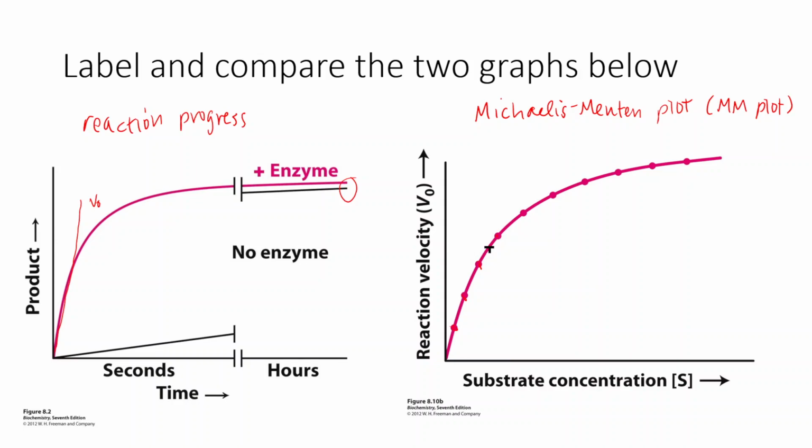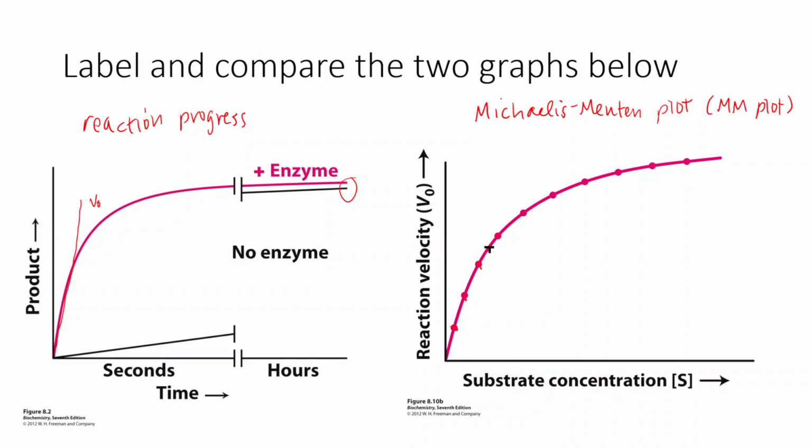So the initial reaction rate will be the slope at the beginning of the reaction. And you can see that over time, the reaction is slowing down, and the slope is getting flatter and approaching zero. So the reaction starts out fast, and over time it gets slower as product is accumulating. On the right, we're just seeing that initial reaction velocity.